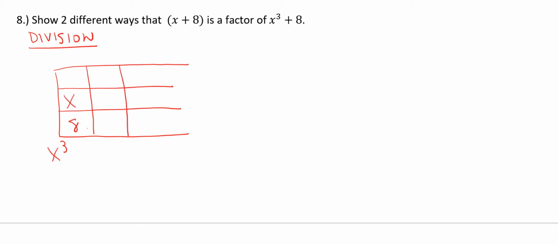And so this first one is going to be x cubed. So x times what gives me x cubed is x squared. X squared times 8 is 8x squared. So it isn't here, so this has to be minus 8x squared. And then x times what gives me negative 8x squared would be minus 8x. Negative 8x times 8 is minus 64x.